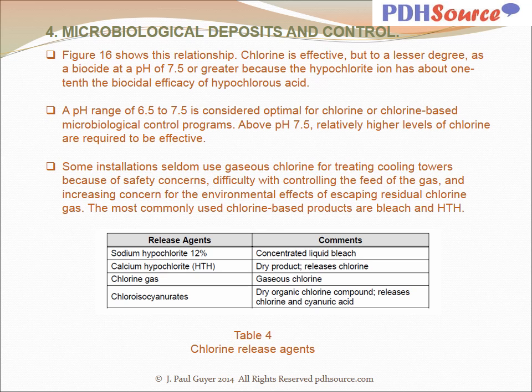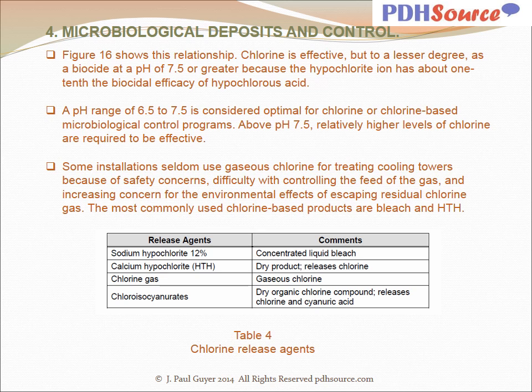Chlorine is effective, but to a lesser degree, as a biocide at a pH of 7.5 or greater, because the hypochlorite ion has about 1/10 the biocidal efficiency or efficacy of hypochlorous acid. A pH range of 6.5 to 7.5 is considered optimal for chlorine or chlorine-based microbiological control programs. Above pH 7.5, relatively higher levels of chlorine are required to be effective.